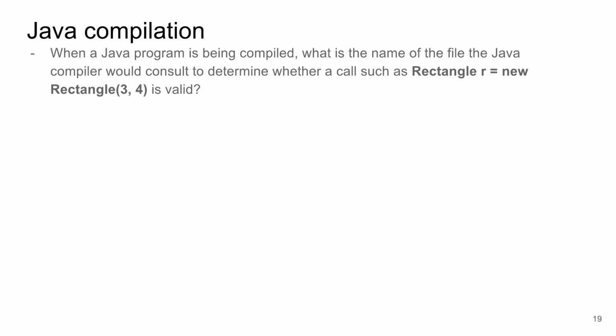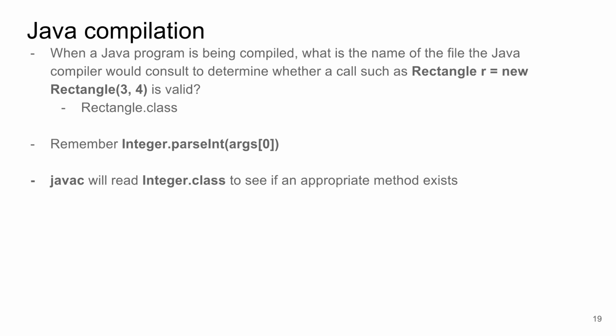So when a Java program is being compiled, what is the name of the file that the Java compiler would consult to determine whether a call, such as rectangle r equals new rectangle 34, is valid? So how does the compiler know that this is a valid line semantically? You would have to check the rectangle class file, right? Because that's where this method would exist. So when we run this, Javac will have to read integer.class to see if an appropriate method exists.